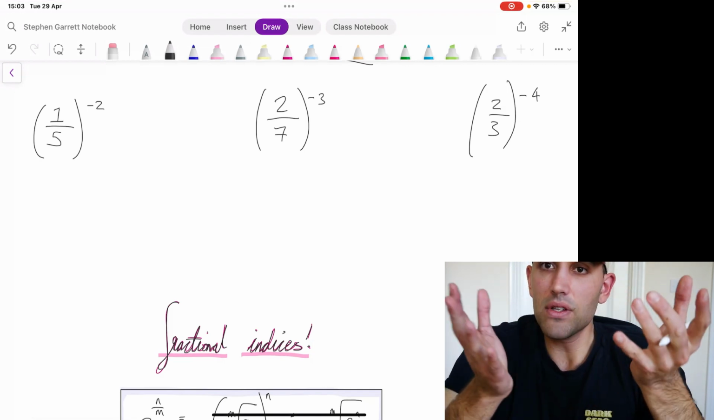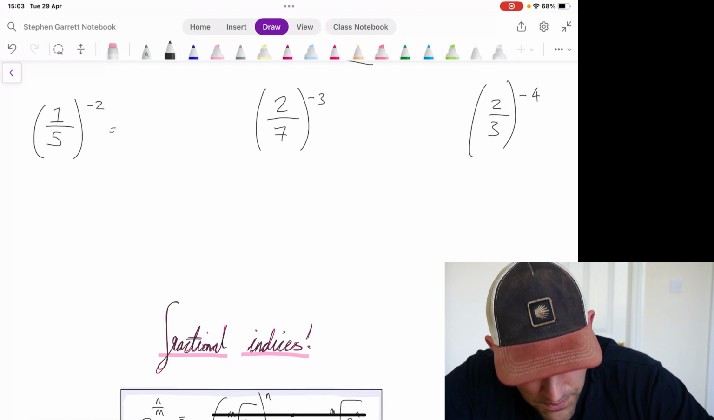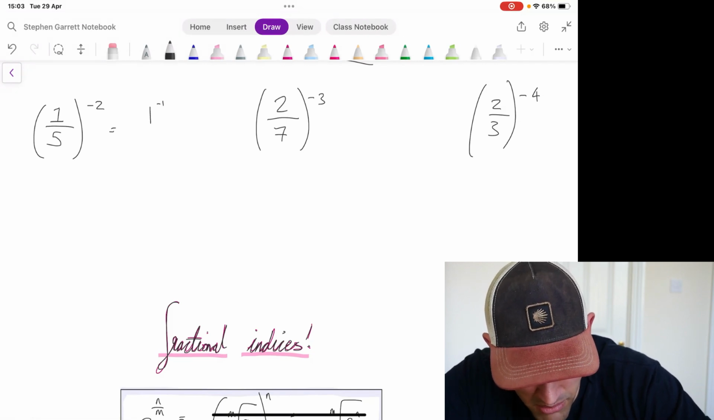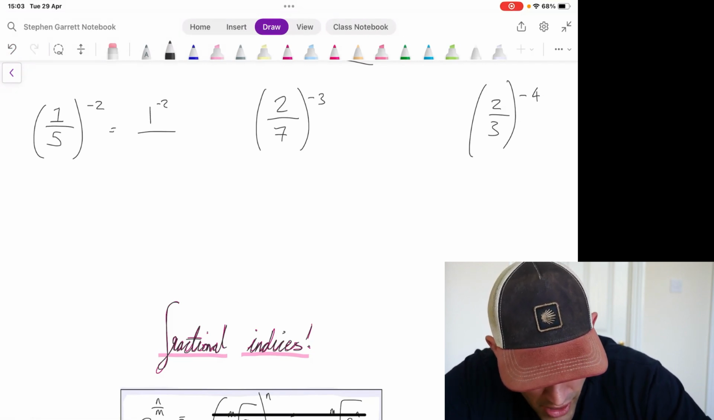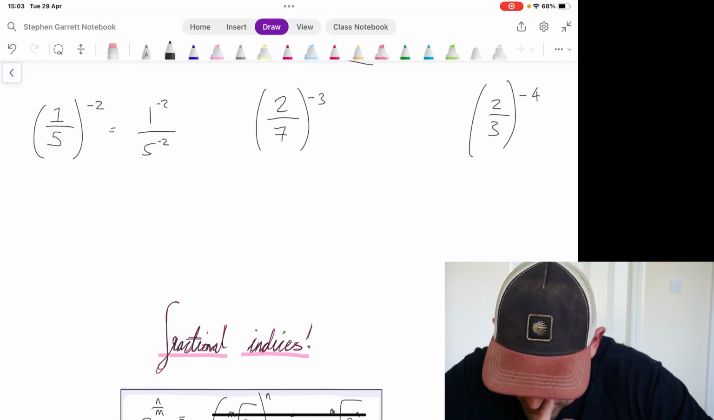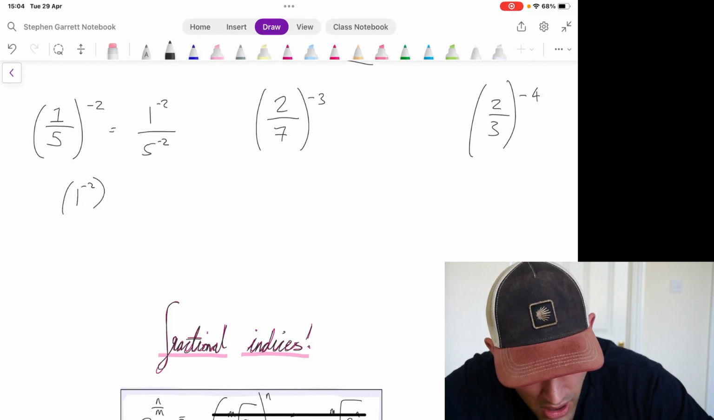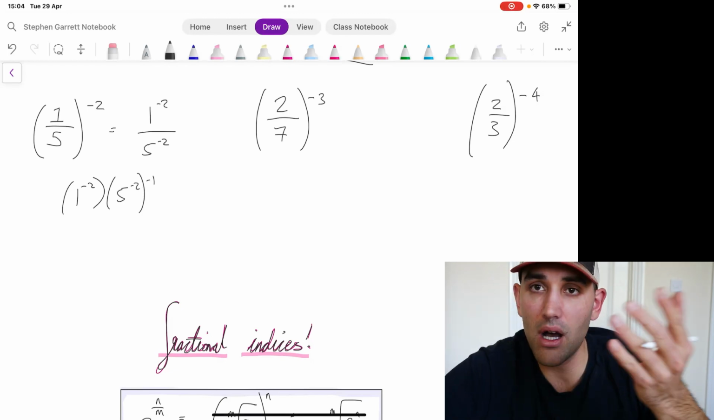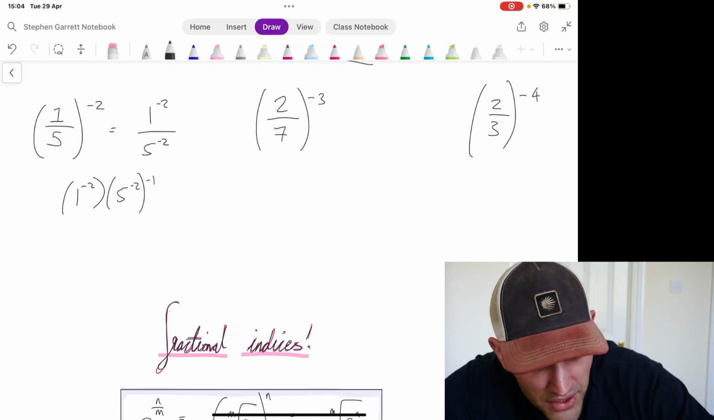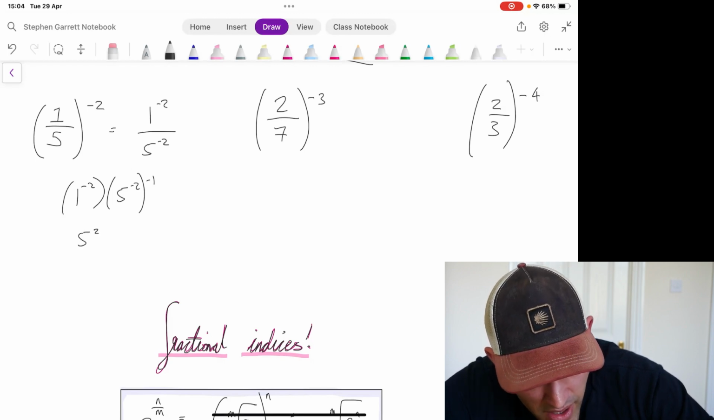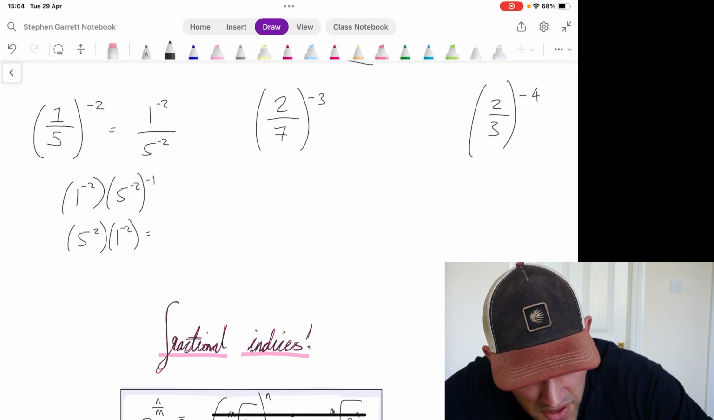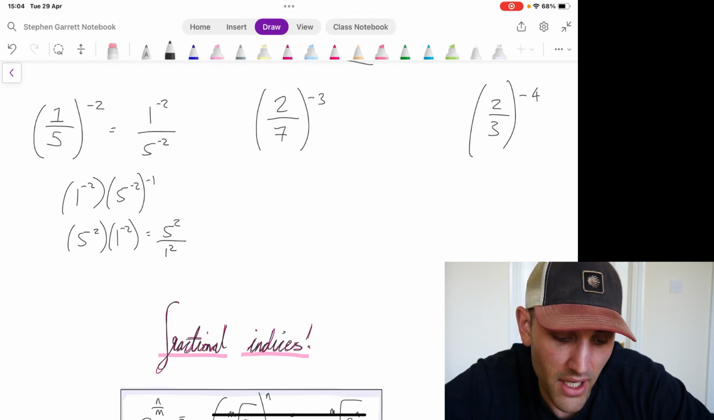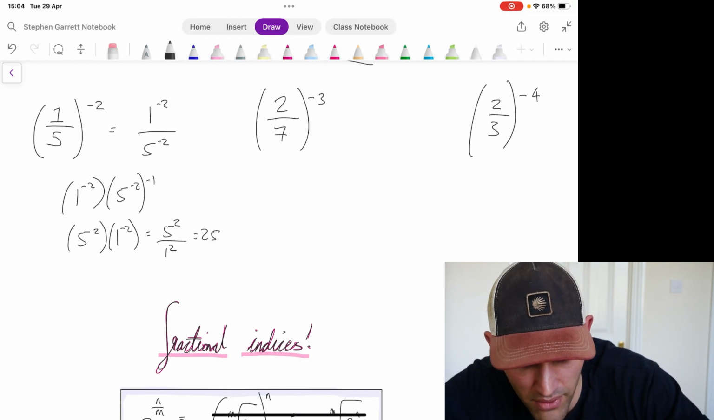For example, let's do this first one the long way. I'm going to apply that power to both, so I'm going to go 1 to the power of minus 2 over 5 to the power of minus 2. So that's 1 to the power of minus 2 multiplied by 5 to the power of minus 2, and then because I've raised it up, I put that minus 1 in there. Then that's going to be 5 squared multiplied by 1 to the power of minus 2, which is the same as saying 5 squared over 1 squared. I've just flipped it and applied the power. So that's going to be 25.